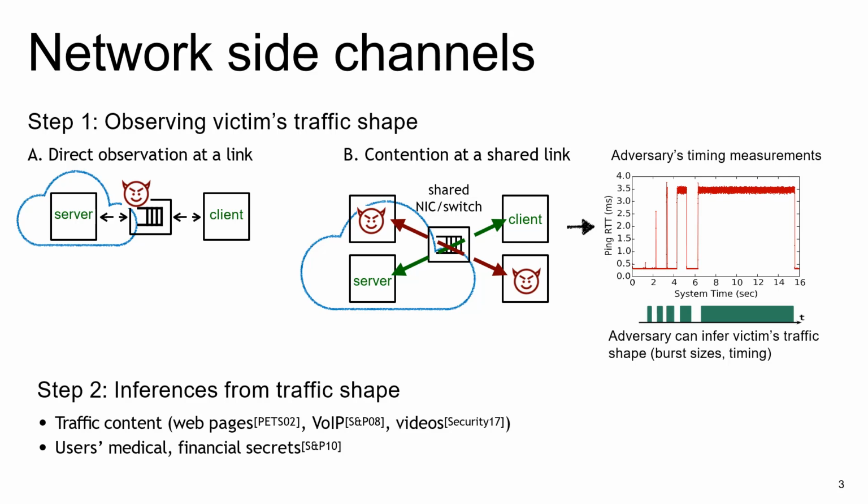Prior work has shown that one can learn a lot of sensitive information just from observations of the traffic shape. For example, one can identify the web page requested, which video is streaming, the content of voice over IP conversations, and even medical and financial secrets from health or financial services hosted as a software as a service application in the public cloud. So you can see network side channels can reveal a lot of sensitive information, and this should be of concern for cloud providers.